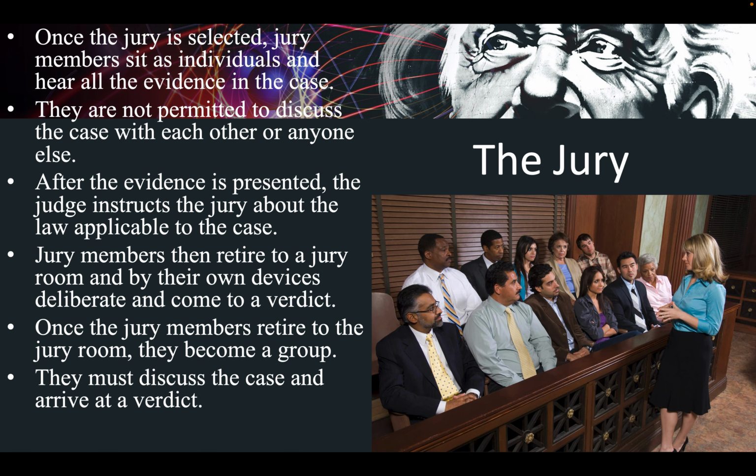Once the jury is selected, jury members sit as individuals and hear all the evidence in the case. They are not permitted to discuss the case with each other or anyone else. After the evidence is presented, the judge instructs the jury about the law applicable to the case. Jury members then retire to a jury room and by their own devices deliberate and come to a verdict. Once the jury members retire to the jury room, they become a group. They must discuss the case and arrive at a verdict.